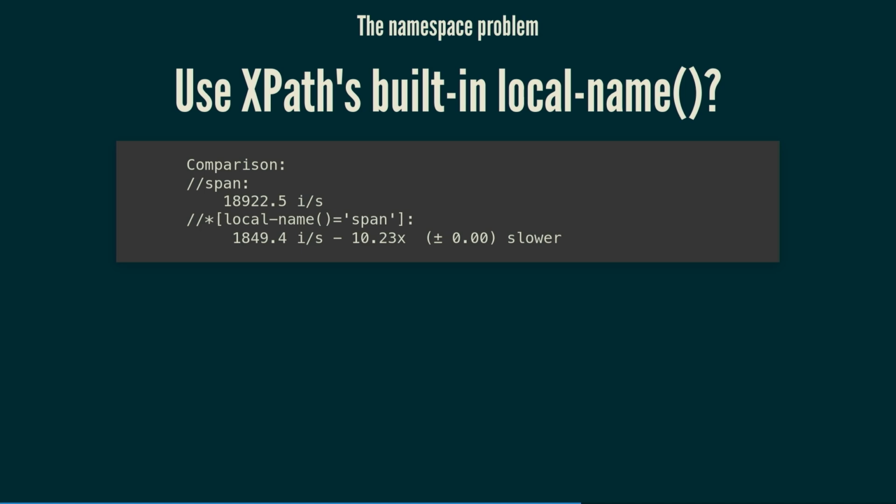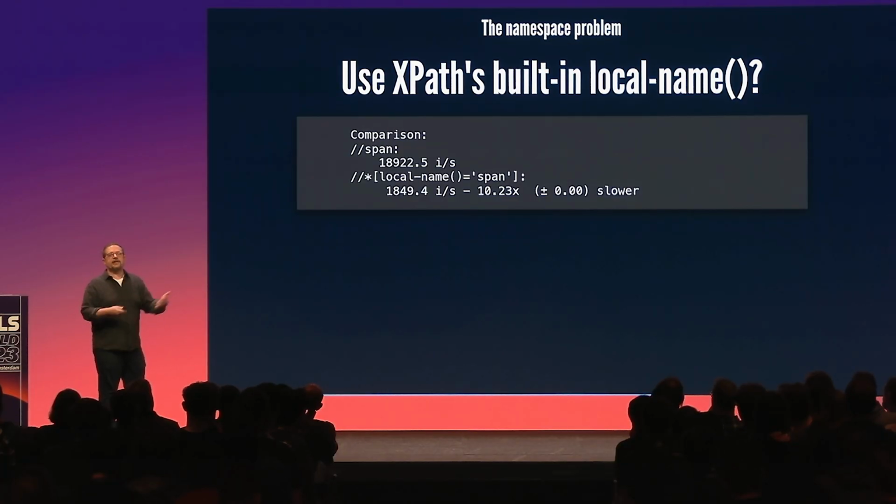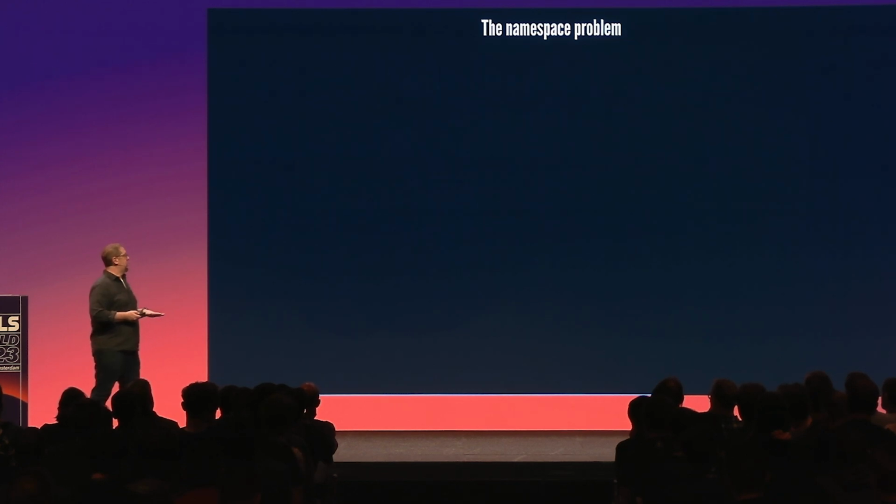There's a built-in function in XPath that just returns you the name of the thing without the namespace. So we can check that, and it worked, but it was 10 times slower than just doing a normal CSS lookup. That's really bad. No can do.